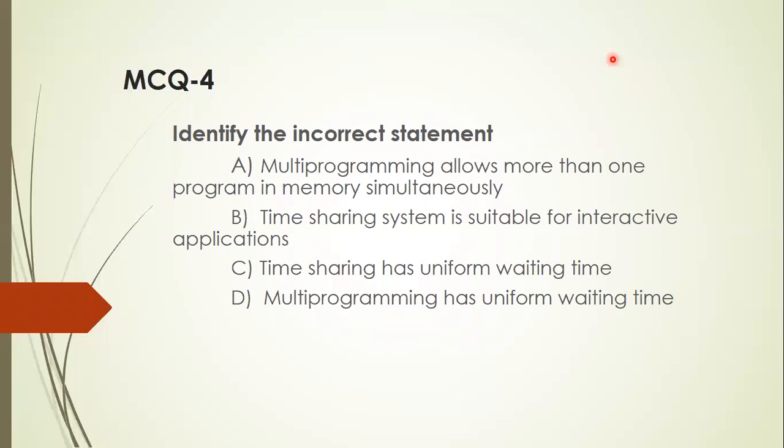Identify the incorrect statement. Multi-programming allows more than one program in memory simultaneously. That's a correct statement. Time sharing is suitable for interactive application. That's also true. Time sharing has uniform waiting time. That's also true. Multi-programming has uniform waiting time? No, multi-programming waiting time is not uniform across all jobs. The correct answer is D.